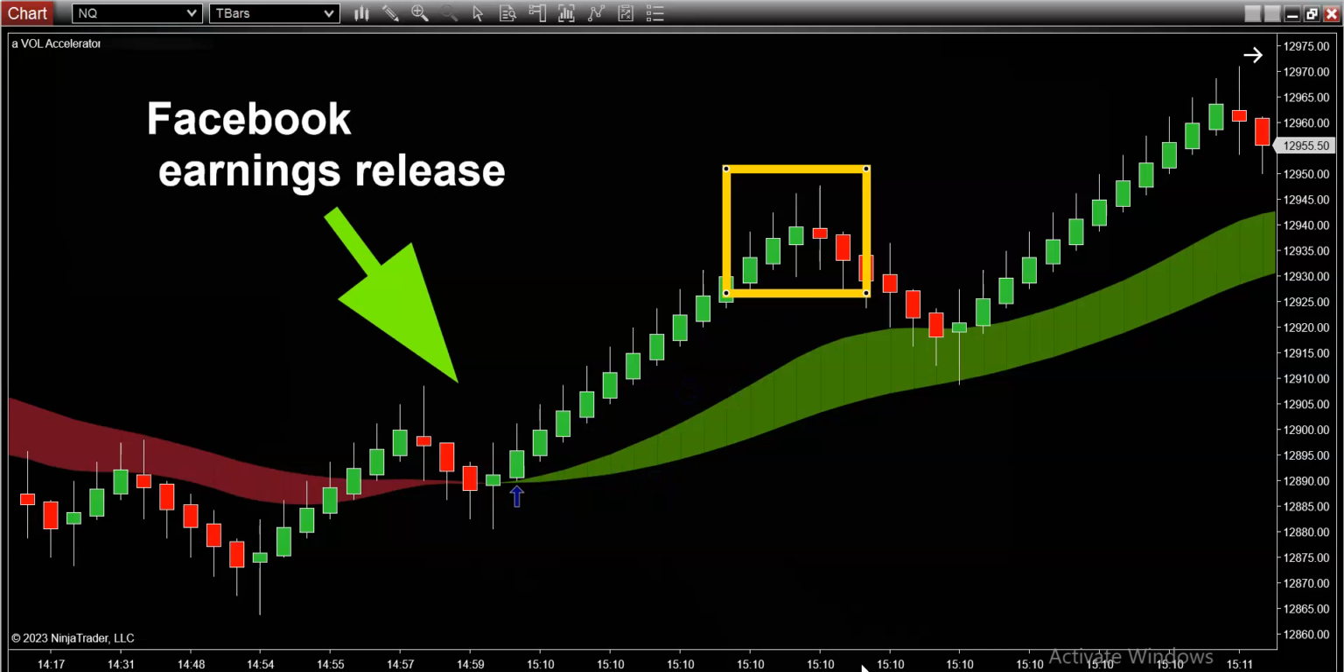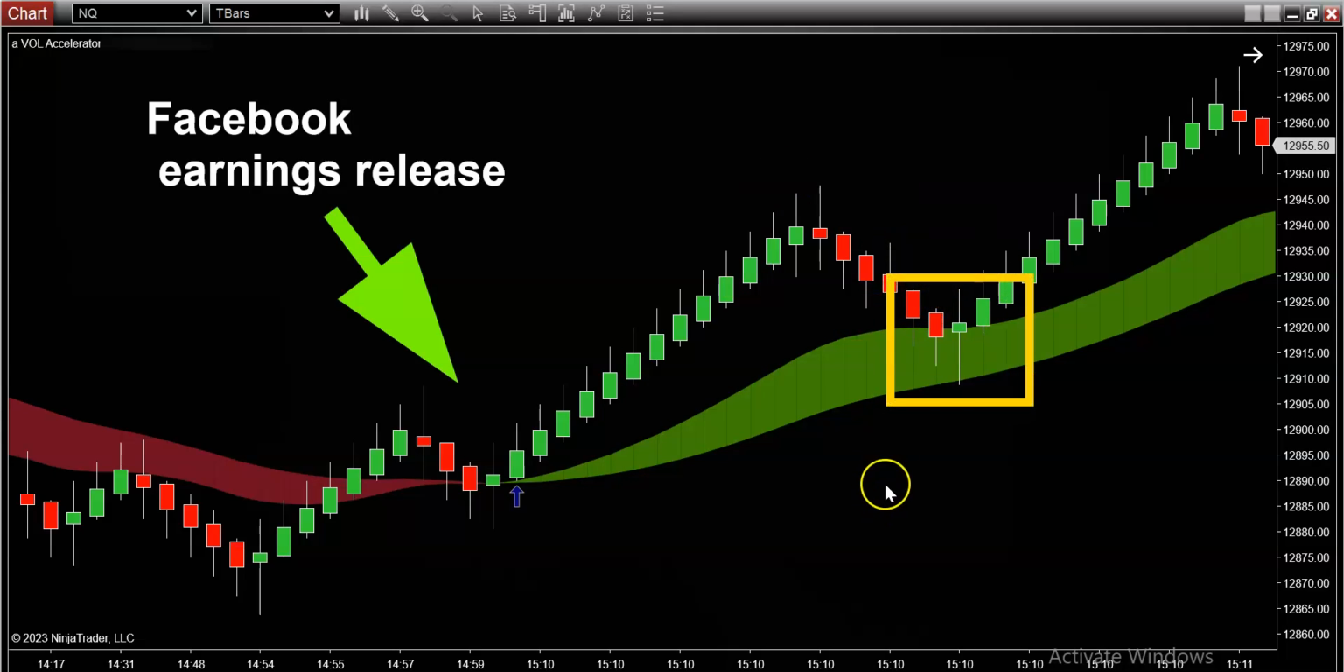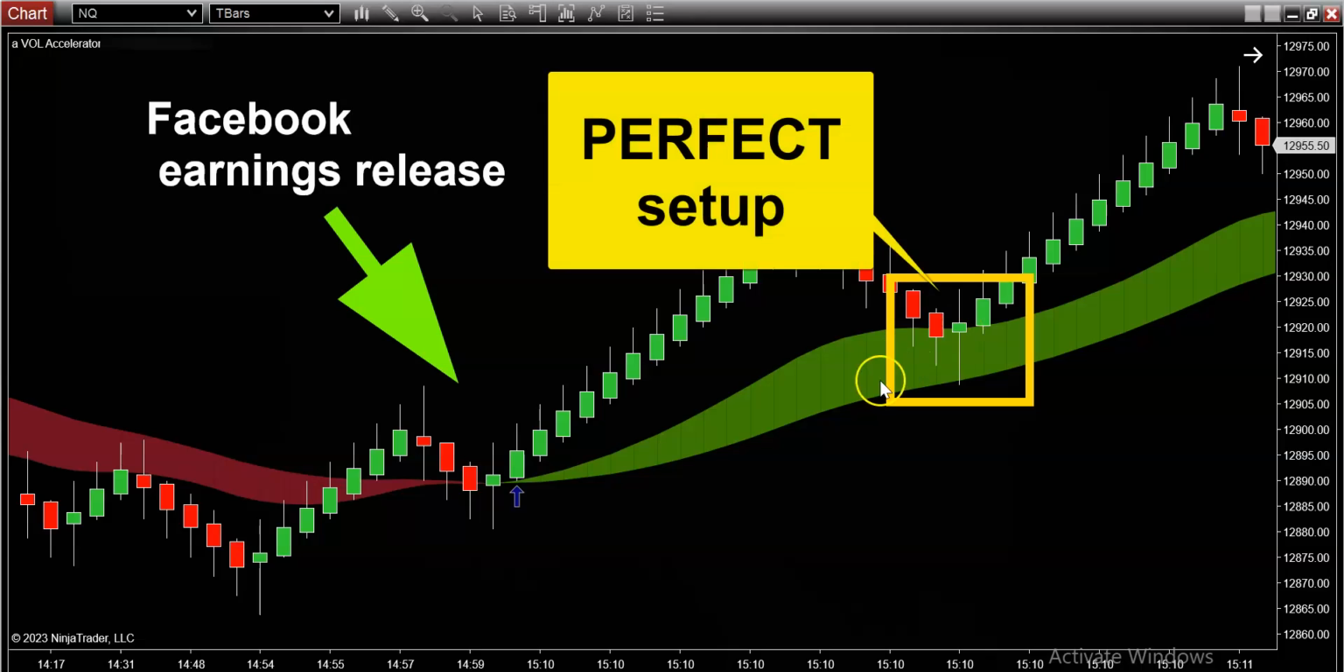And you know what we look for next, right? We look for one of these, guys and gals. You know what this is, right? Anyone that's been with me for any length of time, you know that this is a textbook perfect, crystal clear retracement setup within the context of this green volume indicator color band.